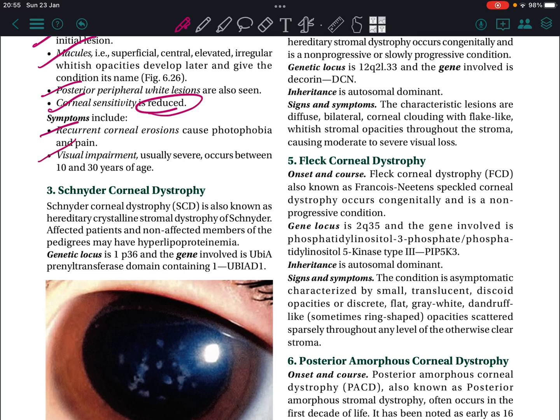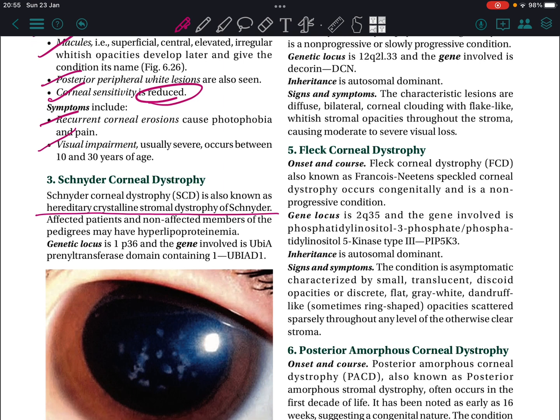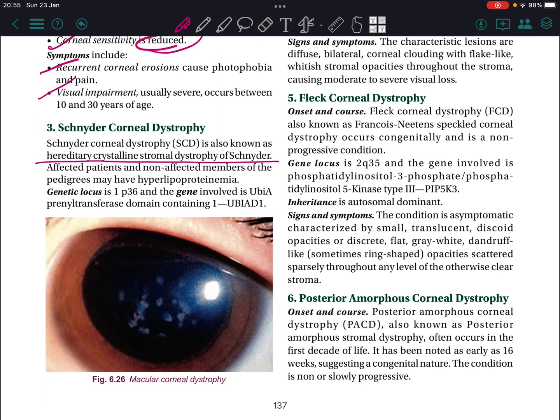Schnyder corneal dystrophy, also known as hereditary crystalline stromal dystrophy. In affected patients and non-affected members of pedigrees, there may be hyperlipoproteinemia. Genetic locus 1p36, gene involved UBIAD1, UbiA prenyltransferase domain containing 1.